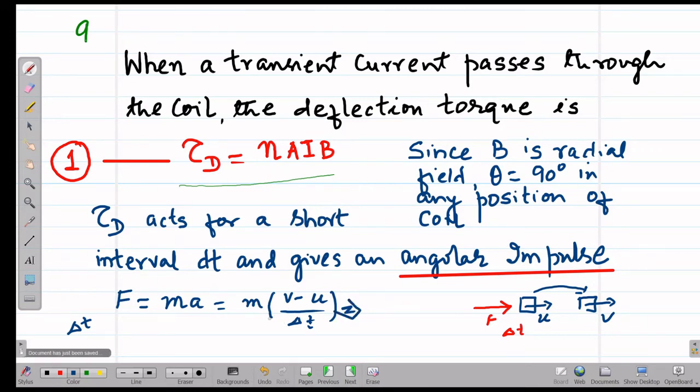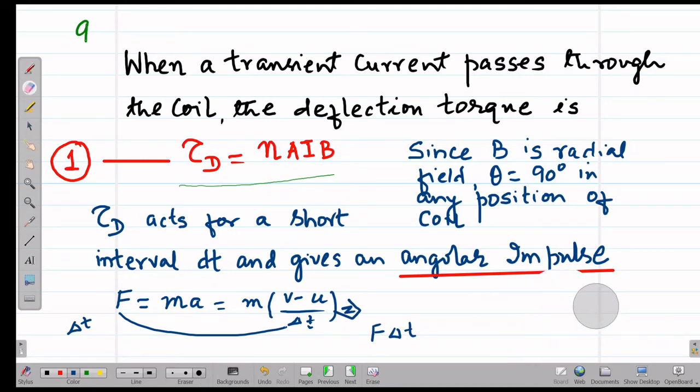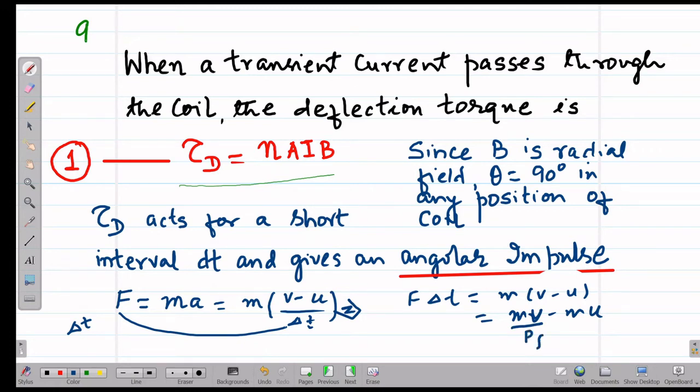Now, if I cross multiply this, F into delta t, the force acting for a short interval delta t, is equal to how much? F into delta t will be m into v minus u, or mv minus mu. What is m into v? m into v is the final momentum. What is m into u? Initial momentum.